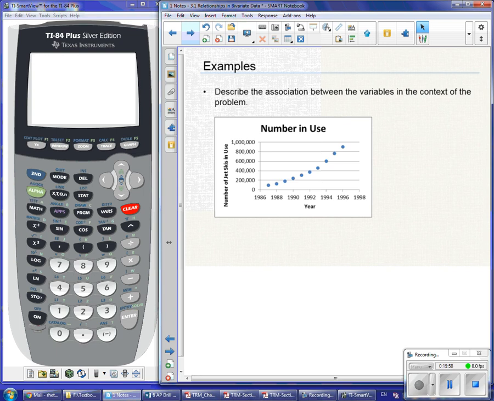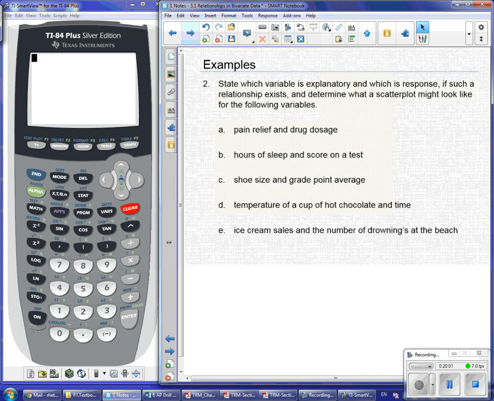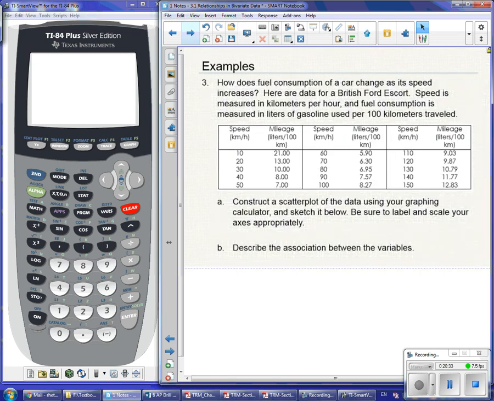If you look at the second example, you're given some more examples on identifying an explanatory and response relationship. Some of these answers depend on how you perceive the problem and how you're looking at it. Answers could vary, but there are some that I think are pretty obvious in terms of which is the explanatory and which is the response, and others that there may be a discussion about. I'd like you to do number 2 as part of your homework assignment as well, and we'll talk about the associations in class. And number 3, I want to do with you.